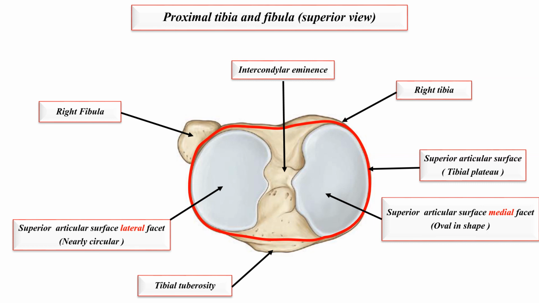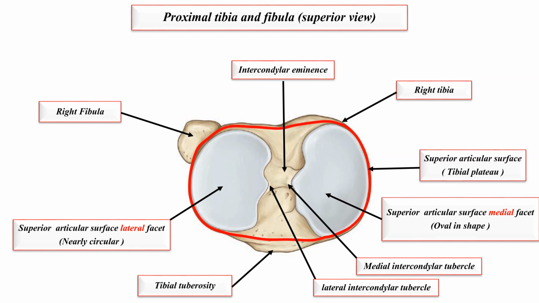This intercondylar eminence is grooved anterior-posteriorly to form the medial intercondylar tubercle and the lateral intercondylar tubercle. The medial meniscus attaches anterior and posterior to the medial intercondylar tubercle, while the lateral meniscus attaches anterior and posterior to the lateral intercondylar tubercle.